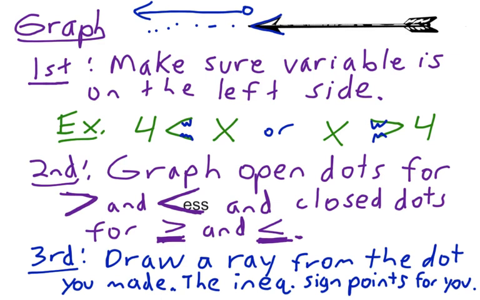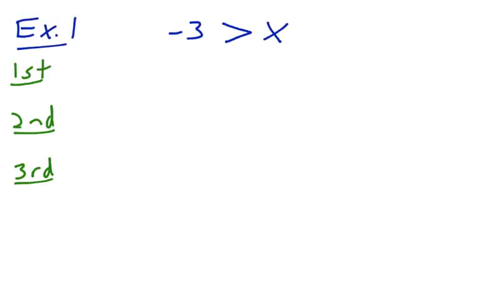Alright, now let's try a couple. Pause it if you need more time. And here's our first example. Example 1. Negative 3 is greater than x. So here we've already solved it, and now we just need to graph it.